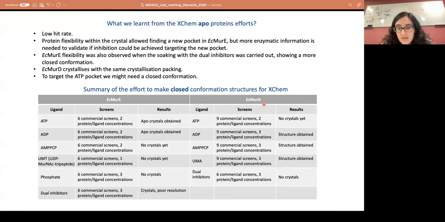But in the case of Mur-D, it likes to crystallize on many different things, like Jen has reported as well. So I've got a structure for ADP, AMPCP, UMI, but nothing with dual inhibitors. I think there's still more work that we can do with the Mur-E, for example, using the substrate instead of the product, and other crystallization plates that can be tested as well.